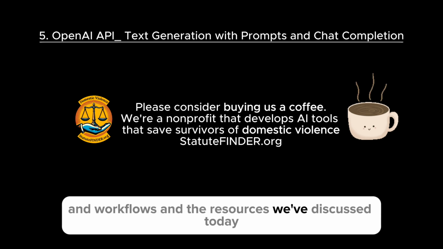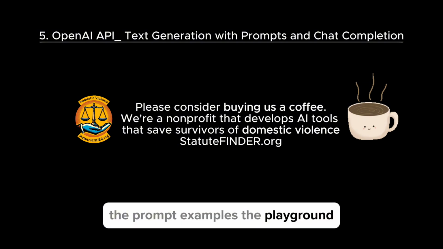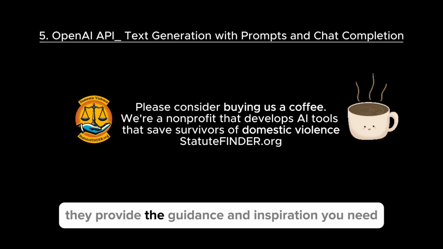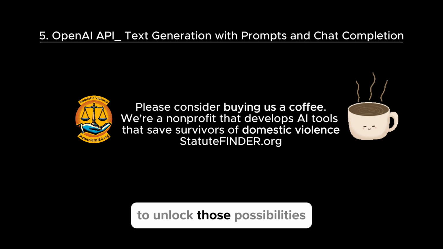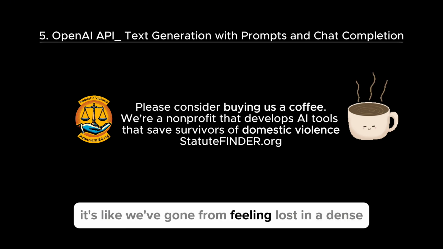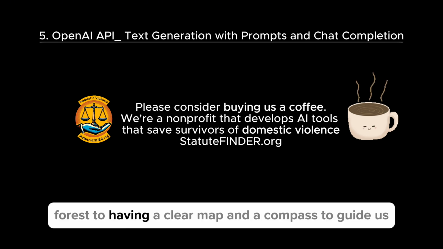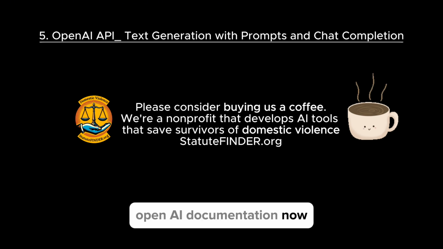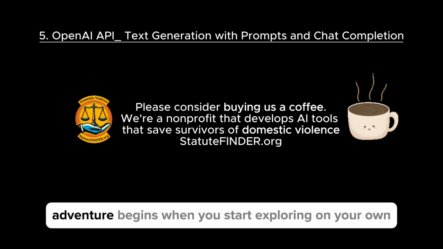And the resources we've discussed today, the prompt examples, the playground, the cookbook, and the information on structured outputs, I mean, they provide the guidance and inspiration you need to unlock those possibilities. It's like we've gone from feeling lost in a dense forest to having a clear map and a compass to guide us. I feel a lot more confident about diving into the OpenAI documentation now. And remember, the real adventure begins when you start exploring on your own.